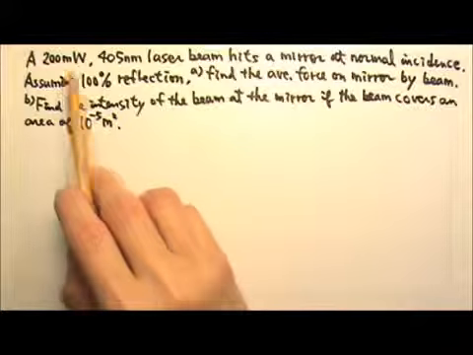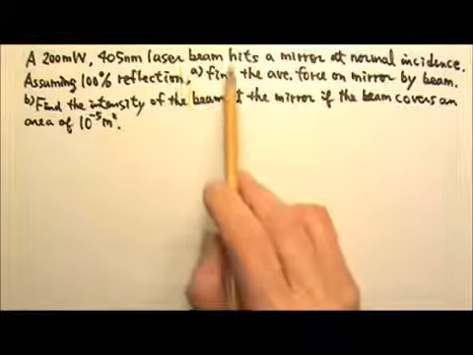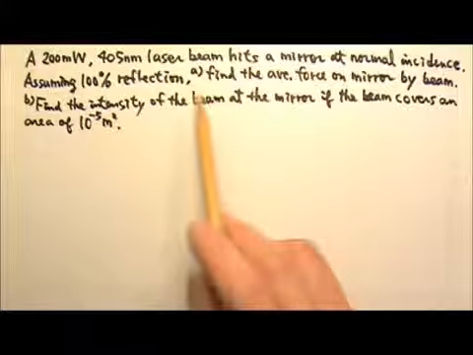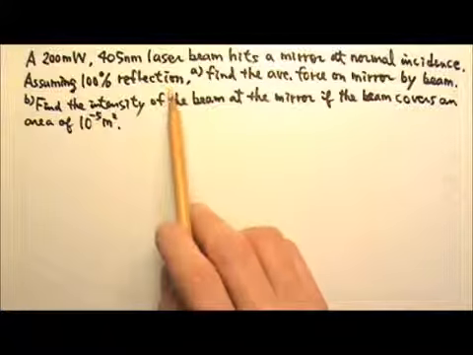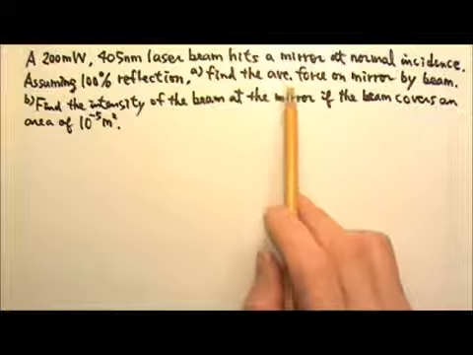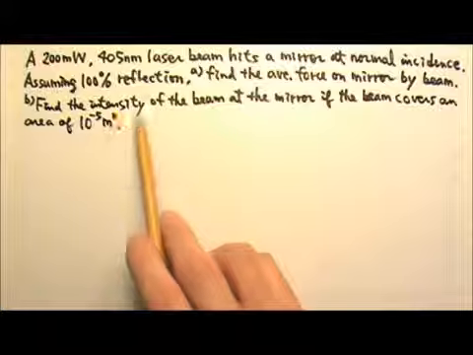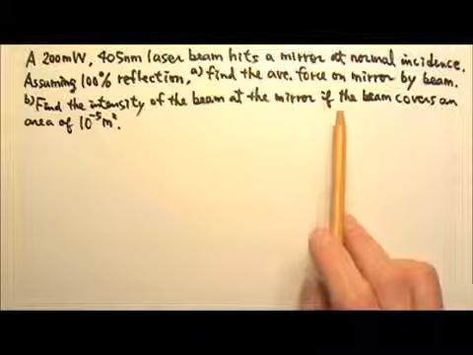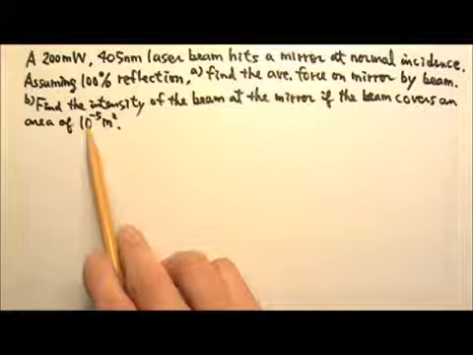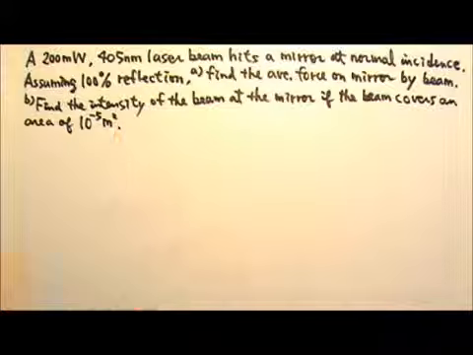A 200 milliwatt, 405 nanometer laser beam hits a mirror at normal incidence. Assuming 100% reflection, A. Find the average force on the mirror by the beam. B. Find the intensity of the laser beam at the mirror if the beam covers an area of 10 to the negative fifth meters squared.